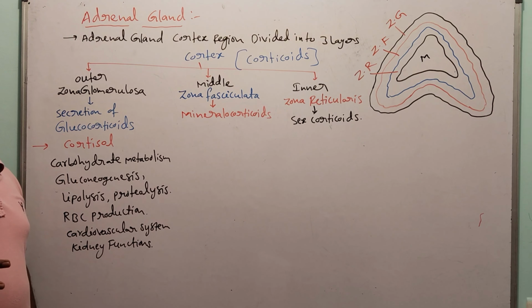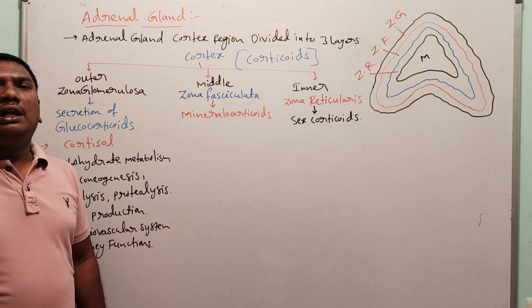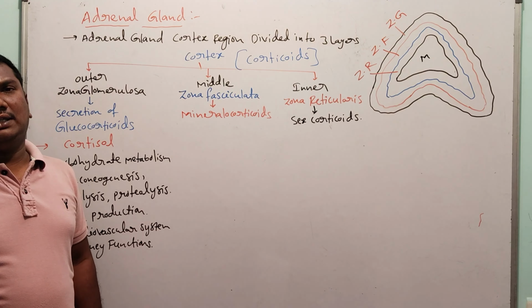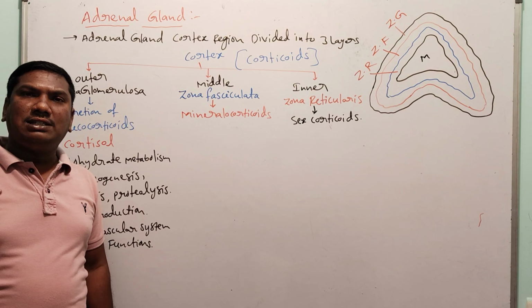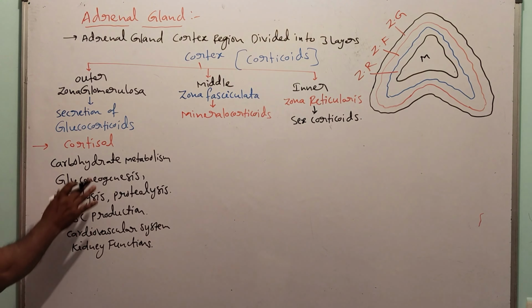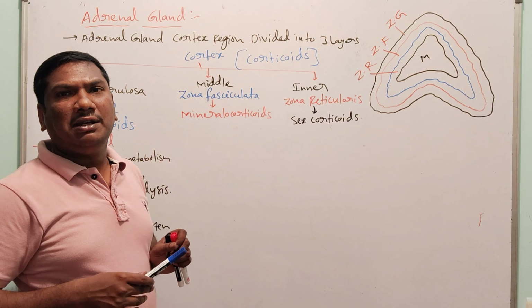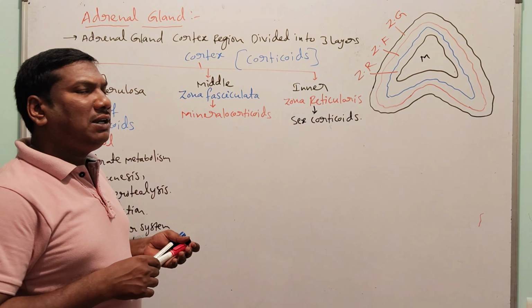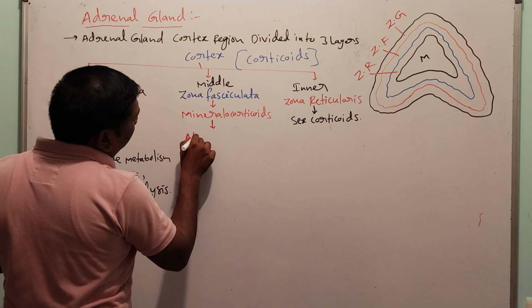So the glucocorticoids help in carbohydrate metabolism, gluconeogenesis, lipolysis, proteolysis, production of RBC, regulation of the cardiovascular system, and regulation of kidney functions. And the second one is the mineralocorticoids. The main mineralocorticoid is aldosterone.